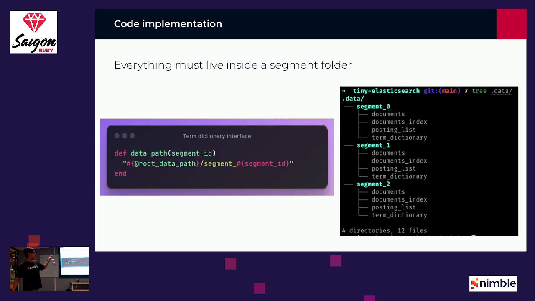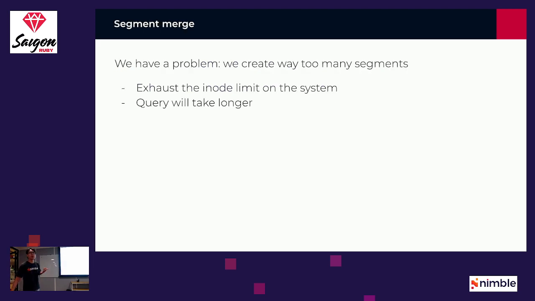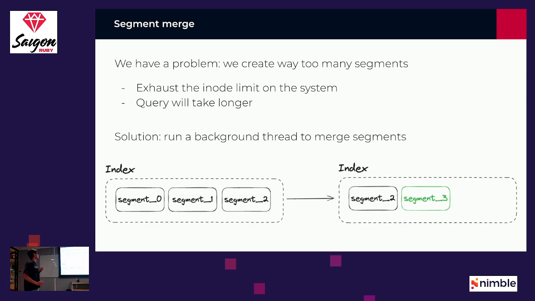Why? Because now you have many small things. You need to visit all of them to be able to look up anything. So queries will be slower, and there's also a limit on how many files you can create. So that's a problem. The solution is you run a background thread to merge the segments.